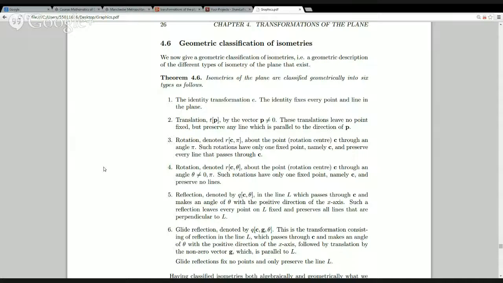The other thing we then need to know is how to work with them, how to perform calculations with them, and how to track the effect of applying multiple isometries one after the other, how to compose them and to recognize the effects of the compositions as one of those six geometric types. So that brings us on to this section 4.7. And the aim is we're going to be returning to these standard forms.